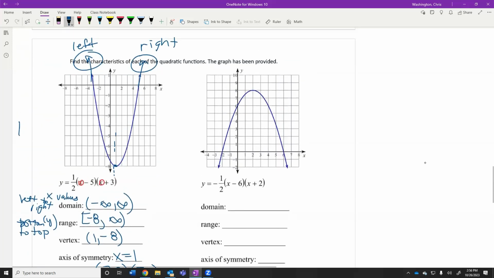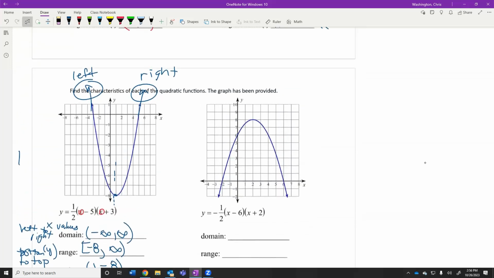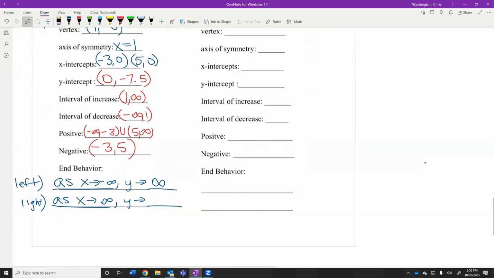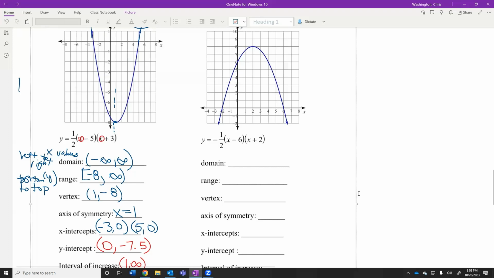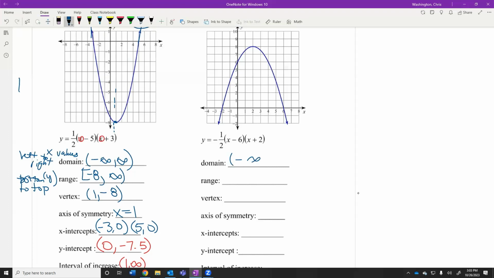And what about the right end behavior? Well, let's do the same thing. As we go further and further to the right, the y values are just going to keep getting bigger and bigger and bigger. And that's going to actually be infinity also. So when you do end behavior, the only thing that's going to change is what you would put in said box. The domain for any quadratic is going to be negative infinity to infinity. And you can also write that as all real numbers. So you may see it written that way at some point.